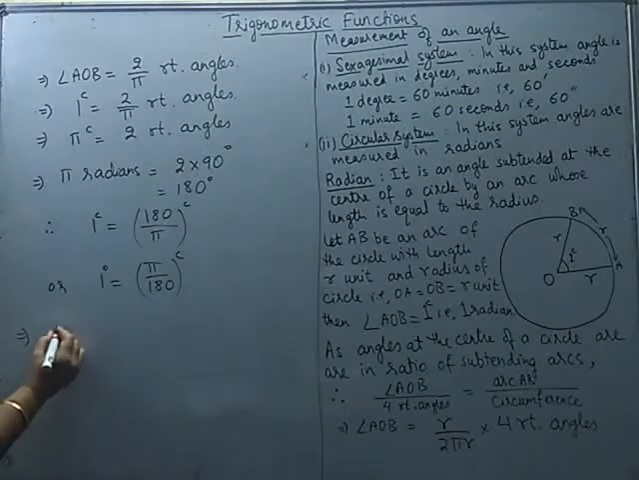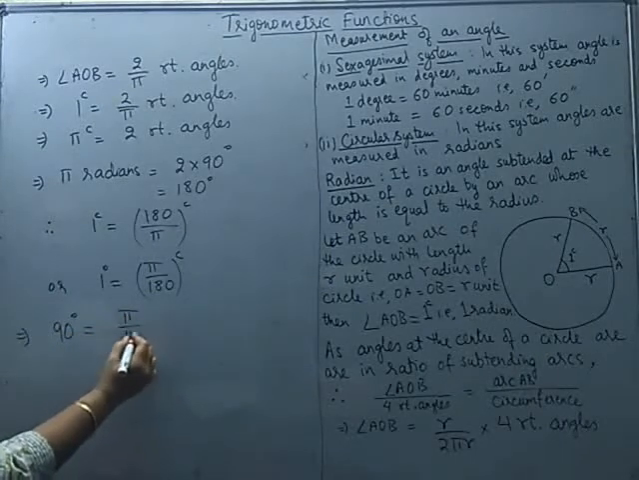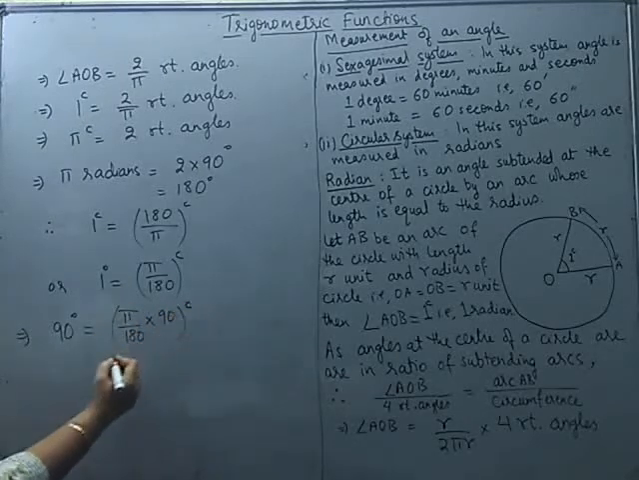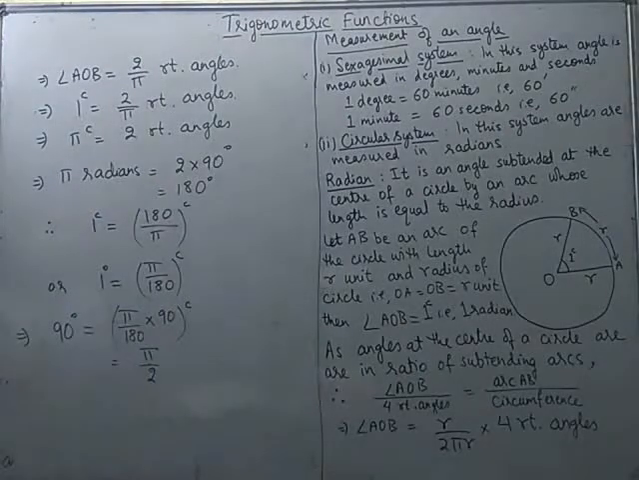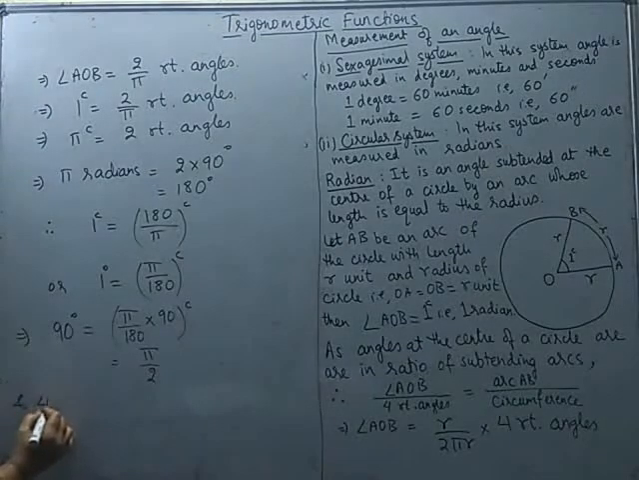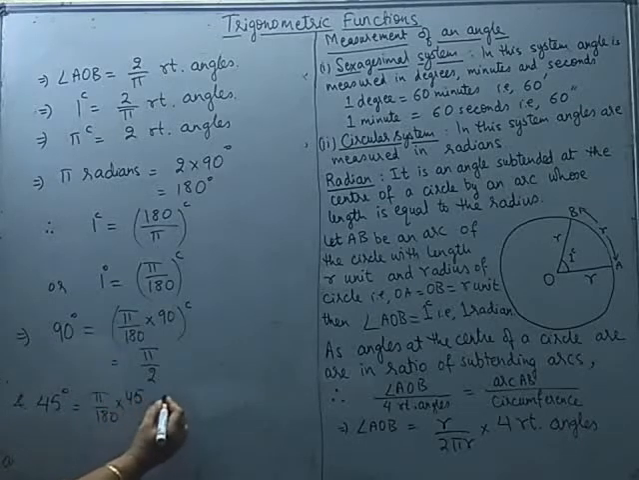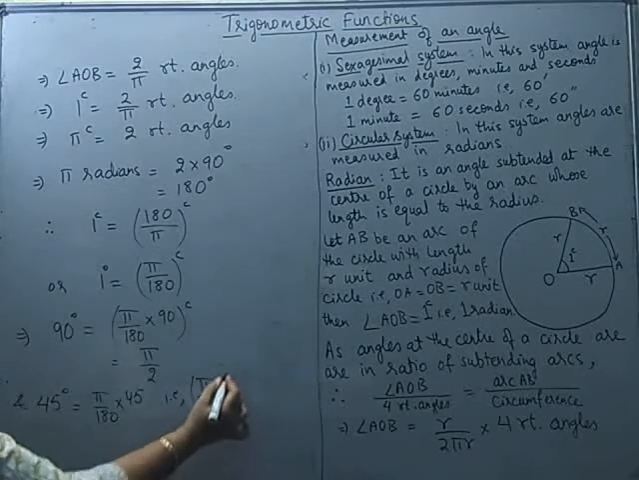Okay, let us evaluate for 90 degrees. 90 degree will be how much? Pi over 180 into 90 radians. This comes out to be pi by 2. So 90 degree we will be writing now as pi by 2 radians. In the same way, suppose I have to calculate 45 degree. It will be pi over 180 into 45. That is pi by 4 radians.